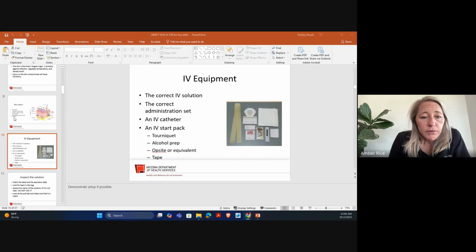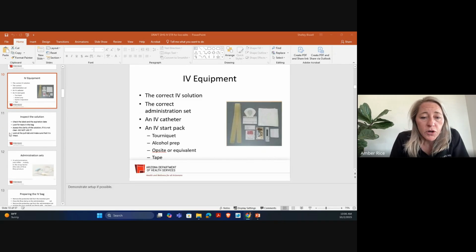I kind of just started off with what you need to have. So this is the collection of things you need to start an IV. So whatever IV solution you're hooking up, the set, an IV catheter, and then the IV start pack. And we'll go through some of these in a little more detail in the following slides. So am I missing anything from here that you guys would include on the equipment side?